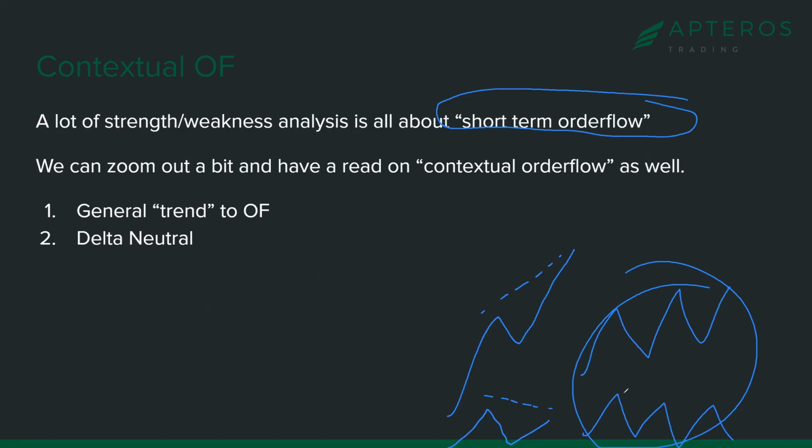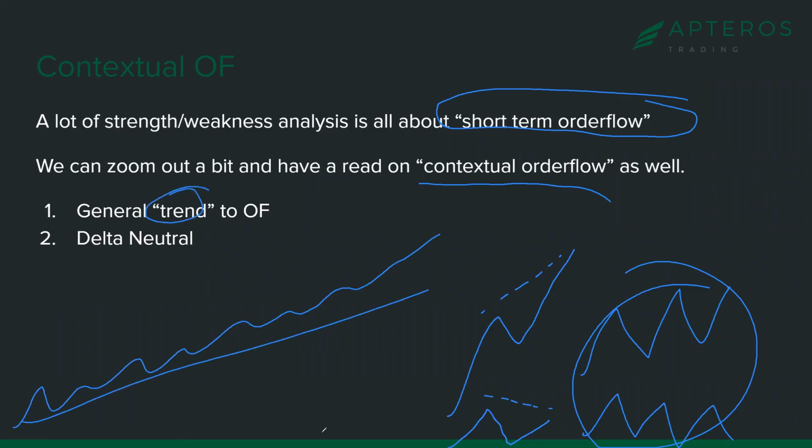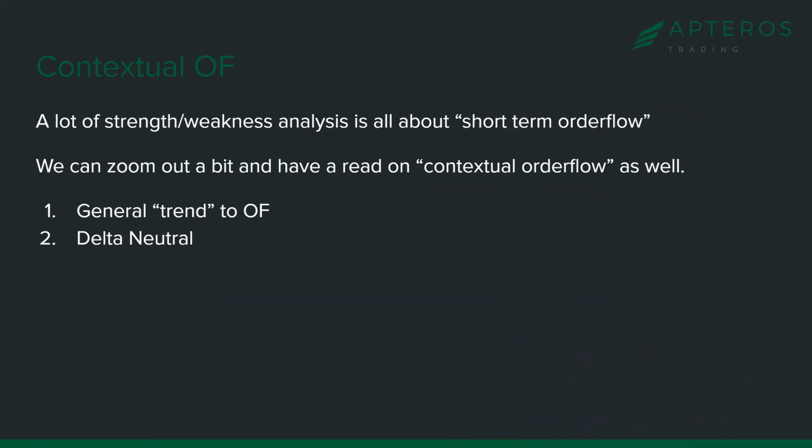But we can also zoom out a bit and look at what we call contextual order flow. Remember when we made our cumulative delta chart and looked at today, what did it look like? This, what's the general trend? Oh, well, it's higher. That's one read on contextual order flow. Another is delta neutral, which we'll talk about, which is really, are we in plus territory or minus territory for the session, with some specific setups with that as well, to be used within context, that is.